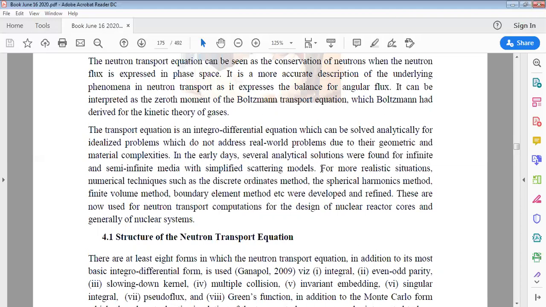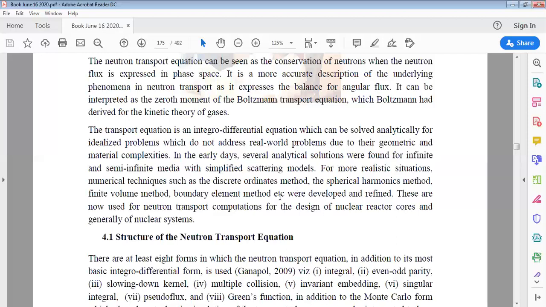And now, of course, to solve realistic situations in the transport equations, numerical techniques are being used. There are so many numerical techniques. There's the discrete ordinates method, there's the spherical harmonics method, there's the finite volume method, the boundary element method, and so on and so forth. And these have been refined and refined and refined to a very high level now.